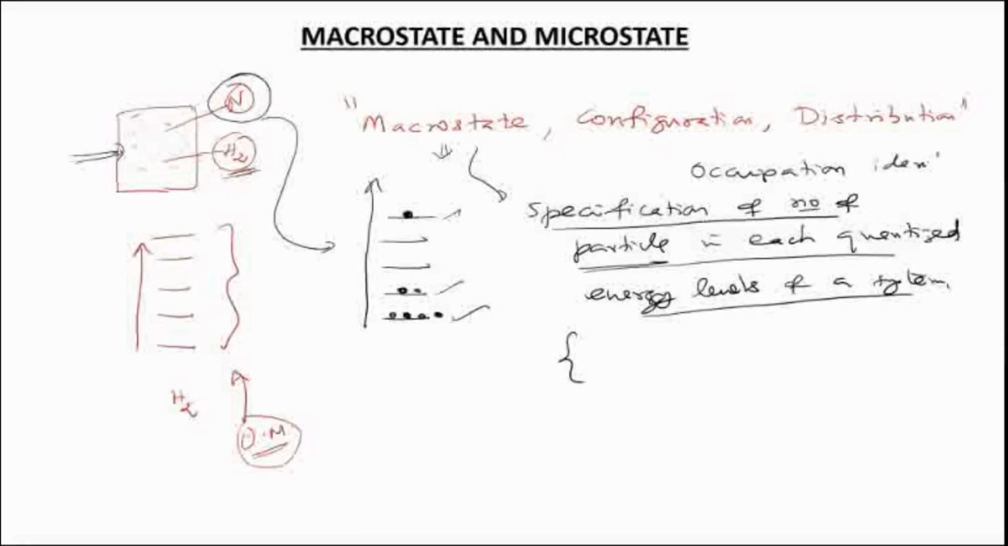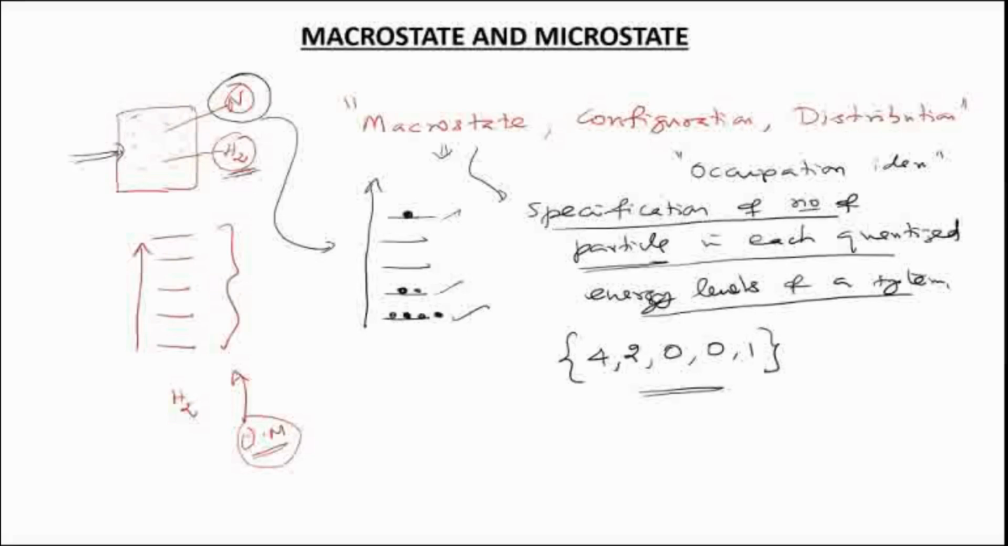So I'm going to denote the number of particles in each level. In the ground level, we have 4 particles. In the first excited level, we have 2 particles. The third level is empty. The 4th level is empty. And in the 5th level, we have 1 particle. This is what we call the occupation index.